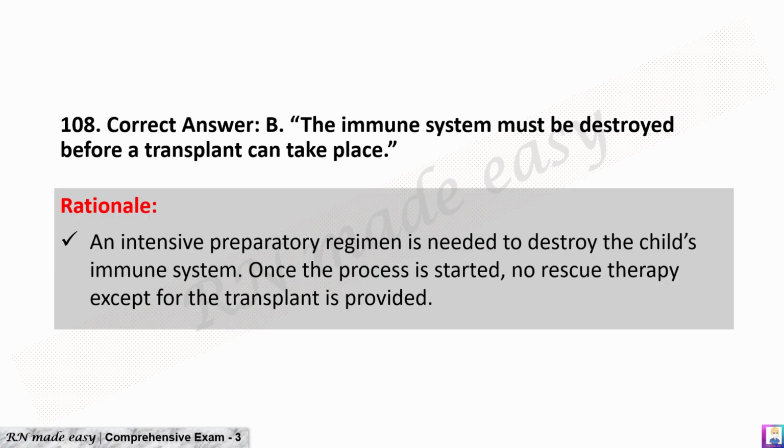The correct answer, B. The immune system must be destroyed before a transplant can take place. Rationale. An intensive preparatory regimen is needed to destroy the child's immune system. Once the process is started, no rescue therapy except for the transplant is provided.